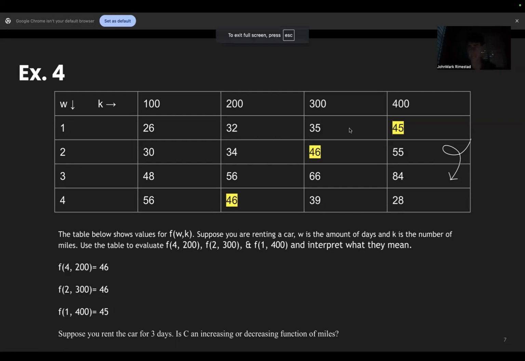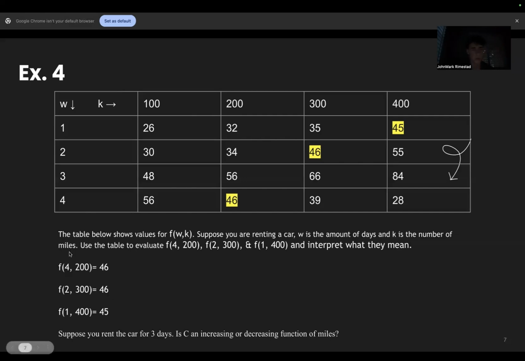Awesome. Now for this last problem, we have this table, right, which is giving us days, miles. All right. But first, I just want to talk about real life application, right? You can use it to do rental cars, airplane flights. You're trying to find where can I maximize my money, right? So below or above, the table shows values for F(W,K). Suppose you are renting a car and W is the number of days and K is the number of miles. Use the table to evaluate F(4,200), F(2,300), and F(1,400) and interpret what they mean, right?